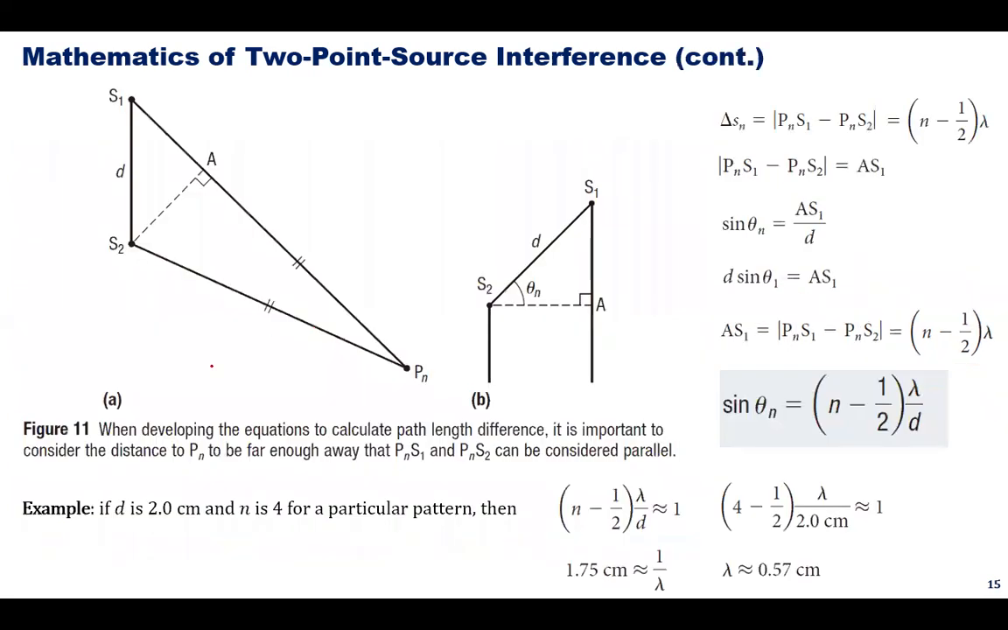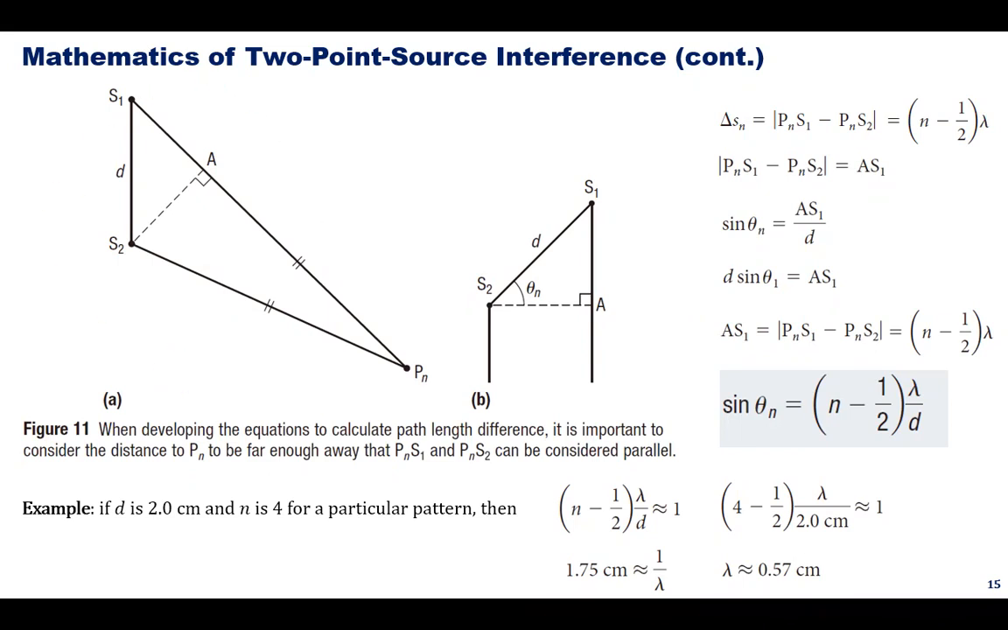Okay, so let's have a look at this figure, figure 11. For any point Pn, the path length difference is ΔS1, as shown here in figure 11a. We have the absolute value of PnS1 minus PnS2 equals ΔS1, right? In this triangle here.